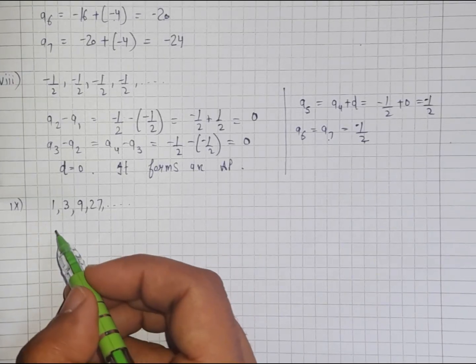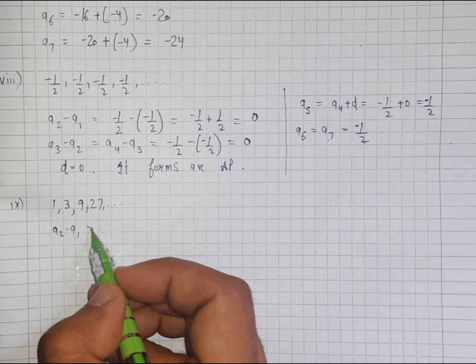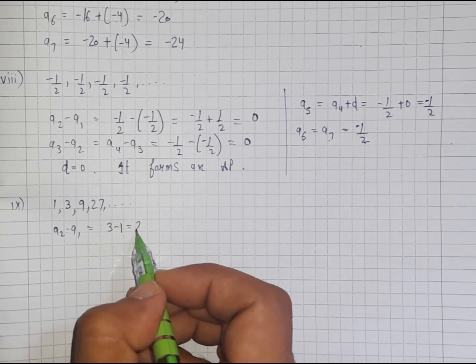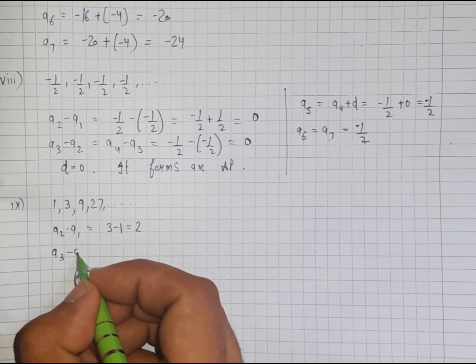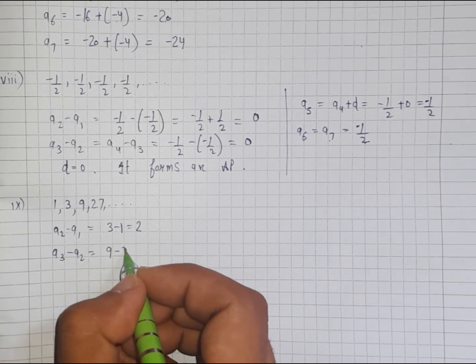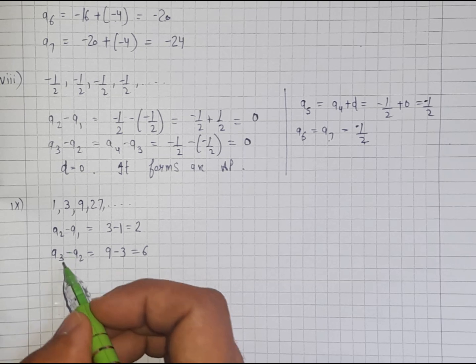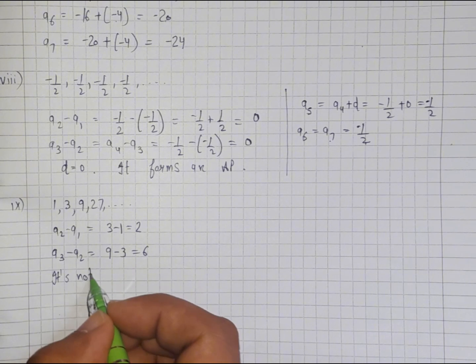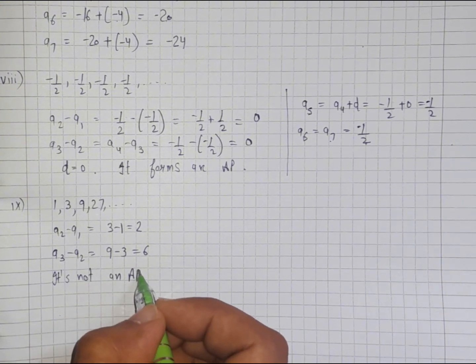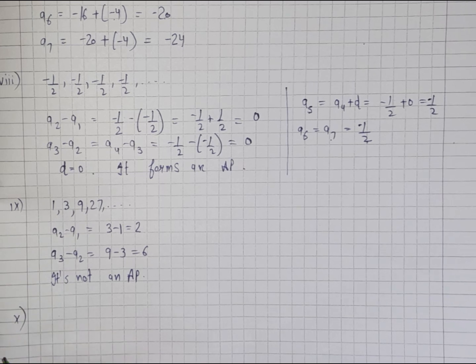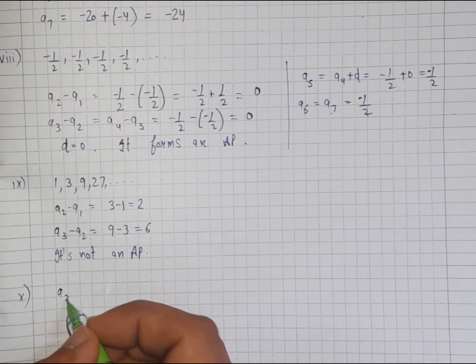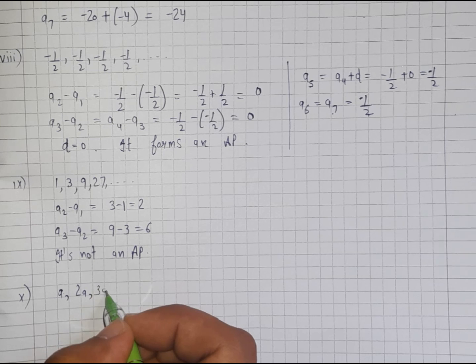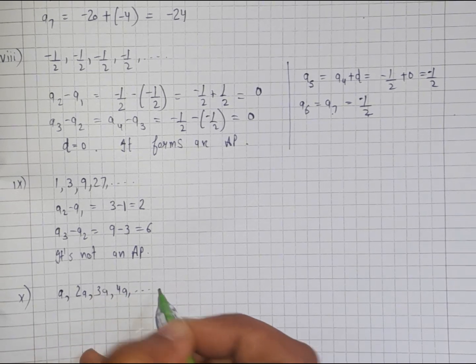In the ninth part, a2 minus a1 equals 3 minus 1, that is 2, and a3 minus a2 equals 9 minus 3, that is 6. Here a2 minus a1 is not the same, so it's not an AP. And the 10th one is a, 2a, 3a, 4a and so on.